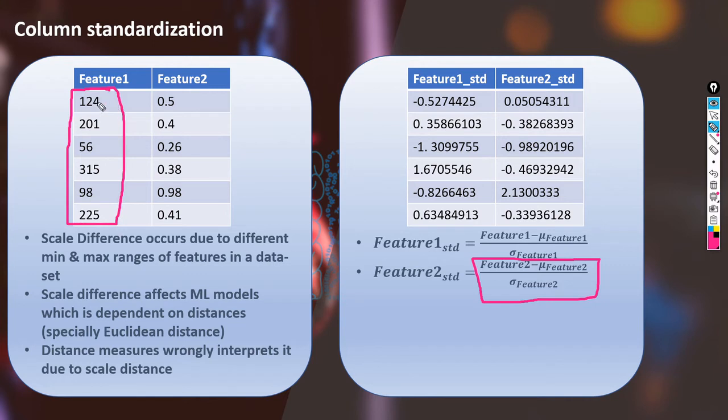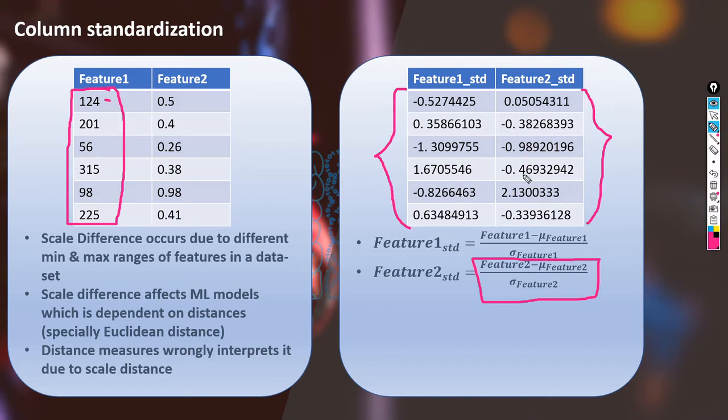Okay, then from each of the values you have to subtract that average and divide it by the standard deviation of these values. That is as simple as that. So what happens is that now you can see from a visual perspective, both feature 1 and feature 2 after standardization have no scale difference. All are on a similar scale, right?